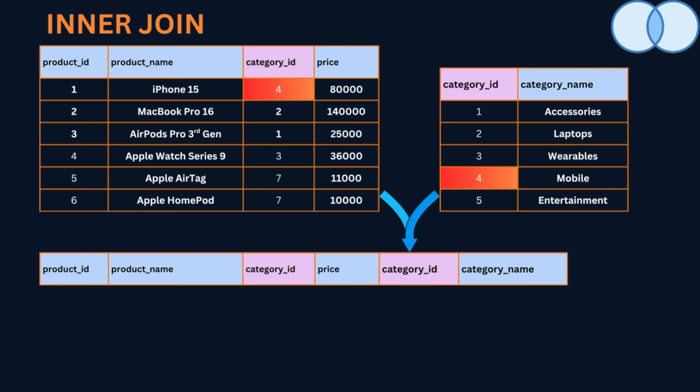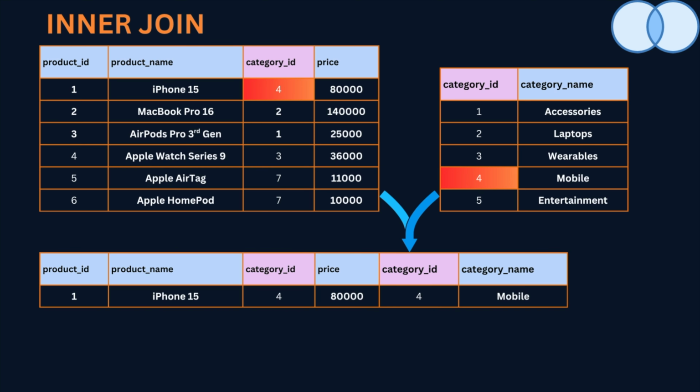So the category ID for the first row in the products table, which is 4 in this case, will be looked up in the second table. And if there is a match found, then the rows from the first table and the rows from the second table will be merged together, forming a fully joined row that has all the columns from the first table and the corresponding matching row in the second table. And then the data looks like this.